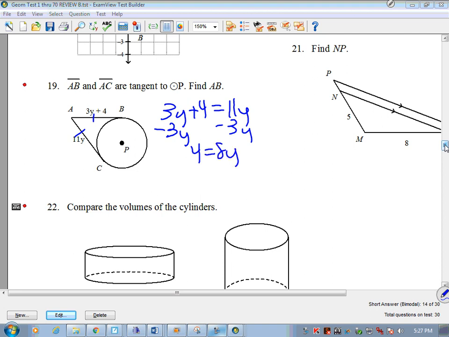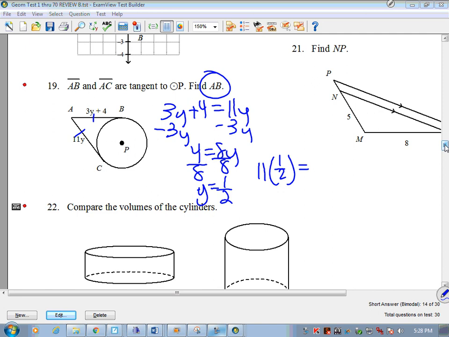A lot of people make the mistake of dividing by 4 when we should divide by 8. 4 divided by 8 is 1/2, but be careful that you don't write 1/2 as your answer because it wants to know what is the length of AB. Fortunate for us, we really don't have to do 3 times 1/2 plus 4 because AB is congruent to AC. We can simply write 11 times 1/2.